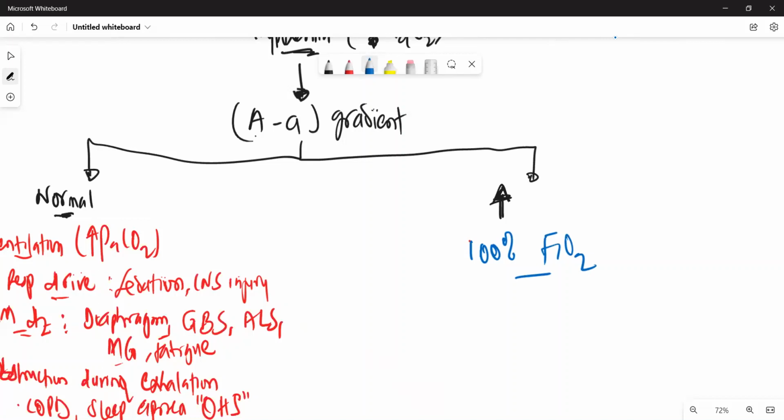So that's the first question you want to ask: does the hypoxemia improve with 100% FiO2? Remember, normally at sea level, our FiO2 is 21%. And for each liter of oxygen that we put on, like I mentioned in the previous video, that will increase our FiO2 by about 3%. So if you bump up the FiO2 to 100%, does it correct the hypoxemia?